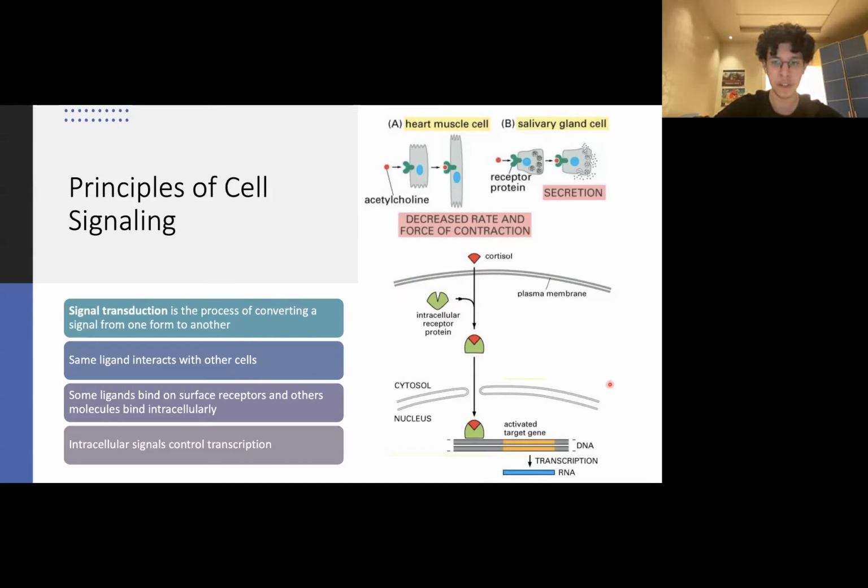So let's move on to just a recap. Again, we said transduction is important because it converts signals from one form to another, and it allows the same ligand to interact with different cells. Now, some ligands will bind on the surface; those are hydrophilic, and some will bind intracellularly. Those are hydrophobic, and those intracellular ones will control transcription. All right, does that sound clear to everyone?